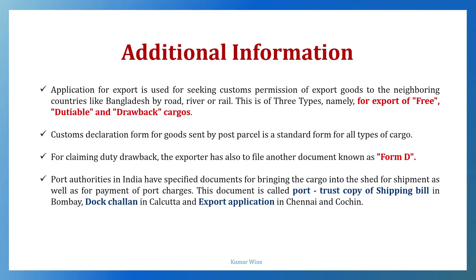Then port authorities in India have specified documents for bringing the cargo into the shed for shipment as well as for payment of port charges. And the same document is known by different names at 3 different ports. Let me mention. It's called Port Trust Copy of Shipping Bill in Bombay. In Calcutta, the same document is known as Dock Challan, and in Chennai and Cochin, this document is known as Export Application.